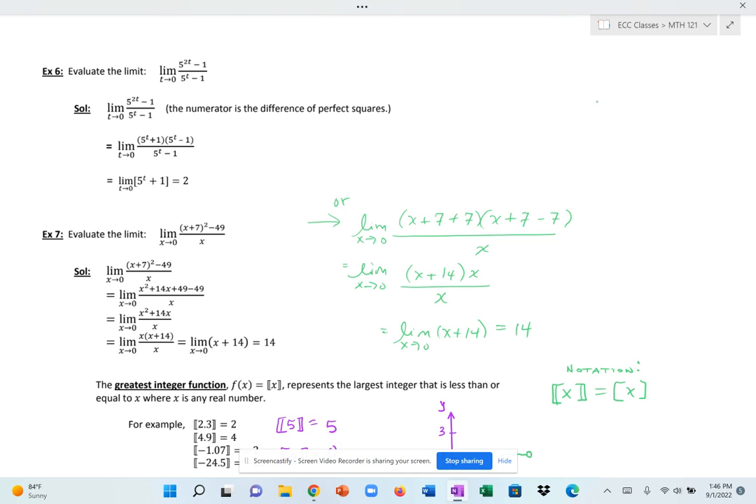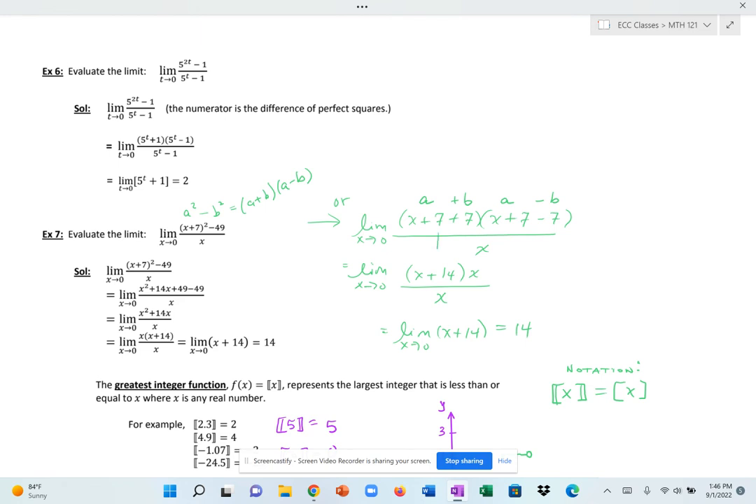What I did was I treated this as the difference of perfect squares, where the x plus 7 squared is like your a squared, and the 49 is your b squared. The formula says that it's a plus b times a minus b. So my a is the x plus 7, and the b is 7, because the square root of 49 is 7. And then this is the a and the minus b according to the formula, all over x.